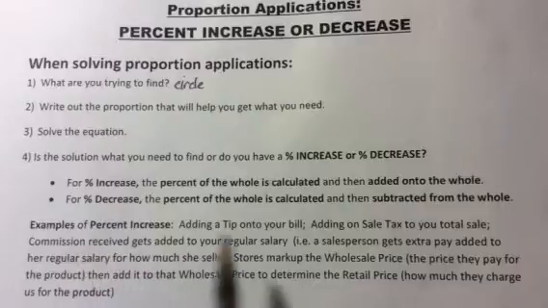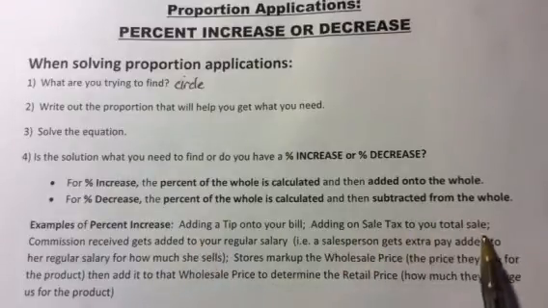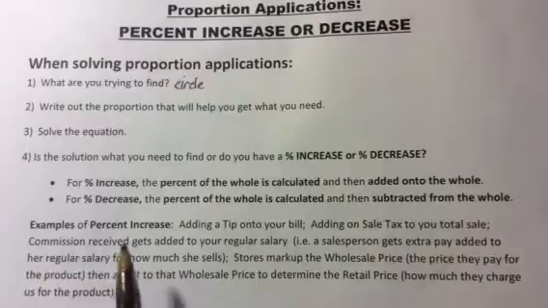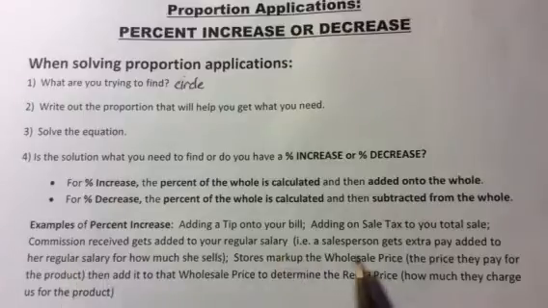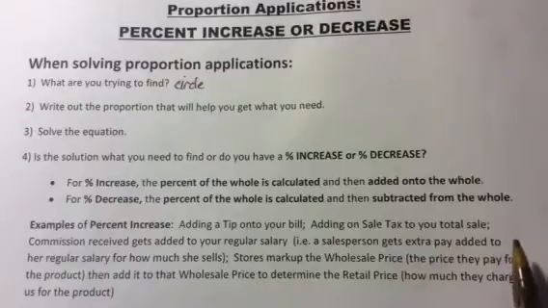So here's some examples in everyday life of things that you might use percent increase for, which you may see word problems written that way. So when you're adding a tip to the bill, adding on sales tax to the total, commission received to get added to your regular salary. And people that work on commission are salespeople. And when they sell the product that they are trying to sell, they get a percentage of that added onto their pay, and they call that percentage commission.